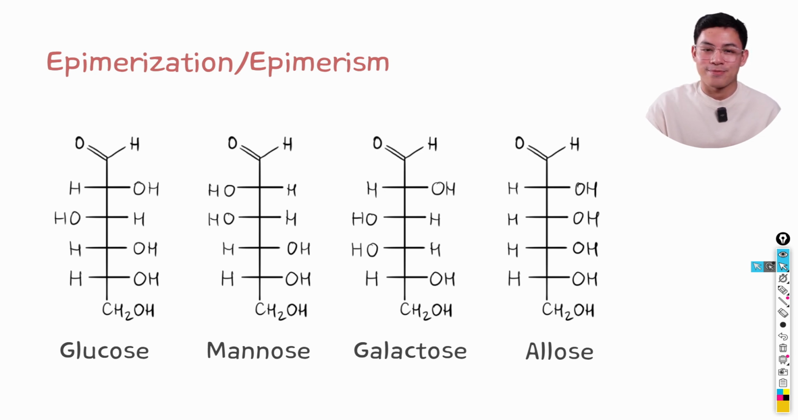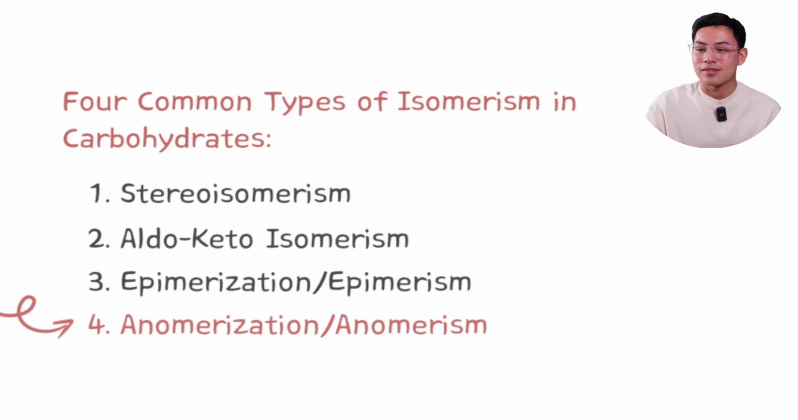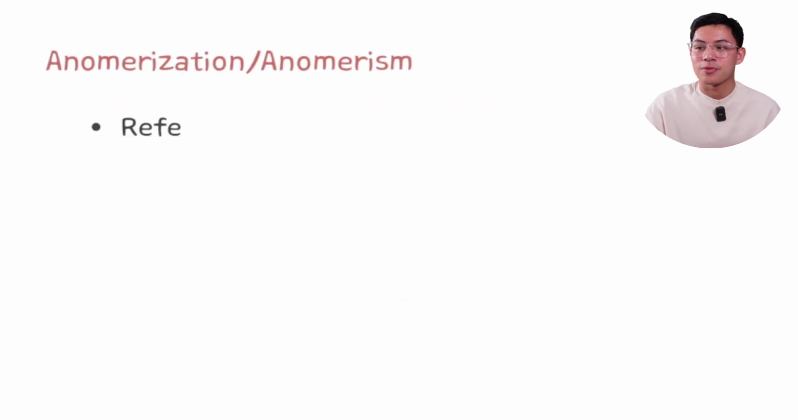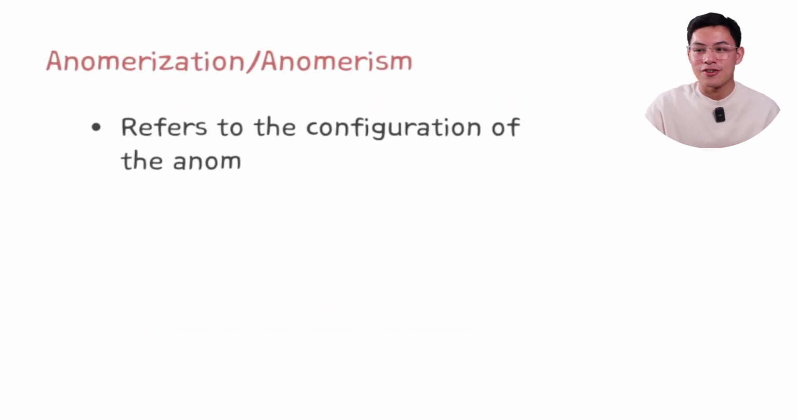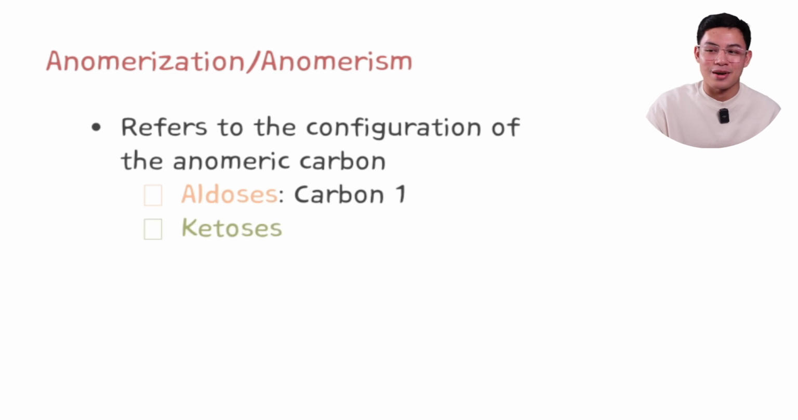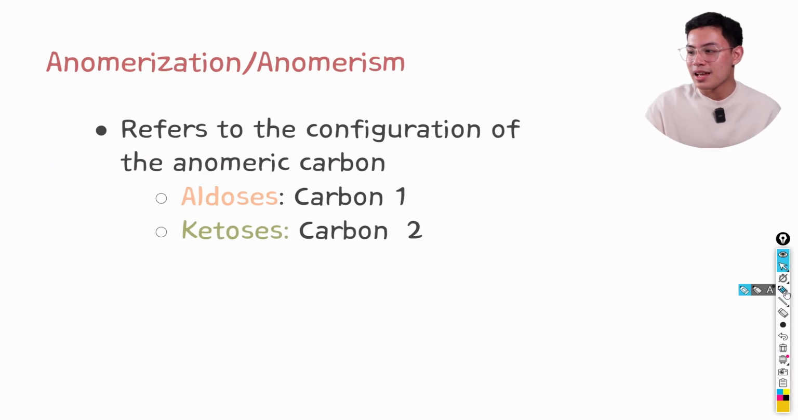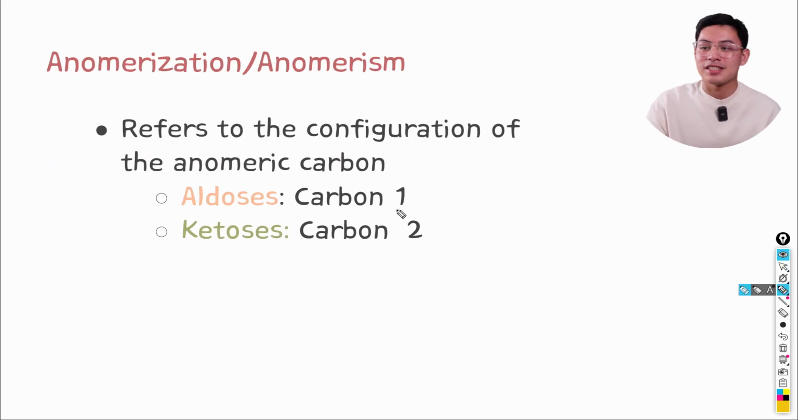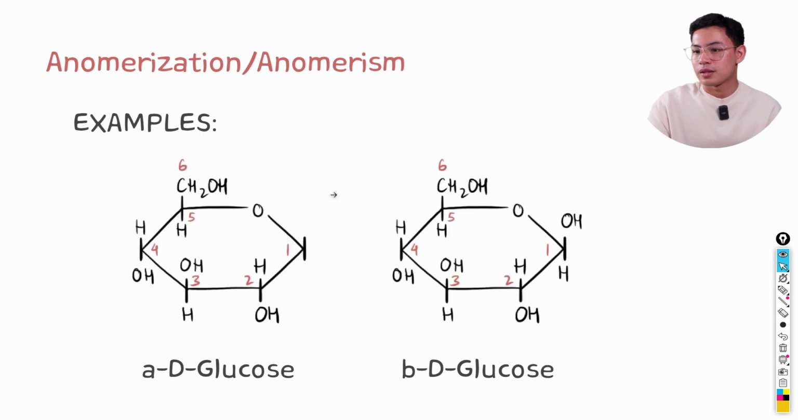Now is the last but not the least common type of isomerism, which we call anomerism. In anomerism, we refer to the configuration of specifically the anomeric carbon. And what's that? Well, for aldoses, it's simply carbon 1, and for ketoses, it's carbon number 2. So, here are some examples: alpha-D-glucose and beta-D-glucose.